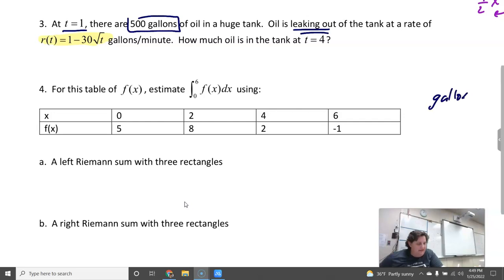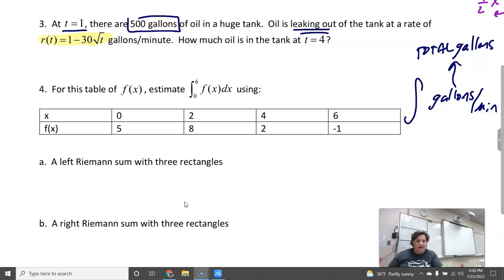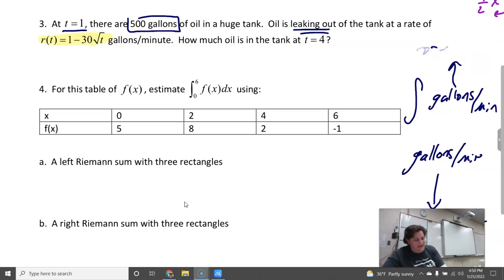If I have gallons per minute and I go backwards from that, that tells me the total gallons that I lost or gained or whatever, okay? If I had gallons per minute and I took a derivative of that, that would be gallons per minute squared, okay? Because that's like the acceleration. That's how fast the rate is changing of it going in. So try to kind of make sense of that, I guess.